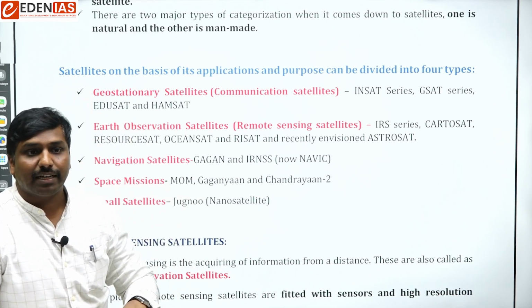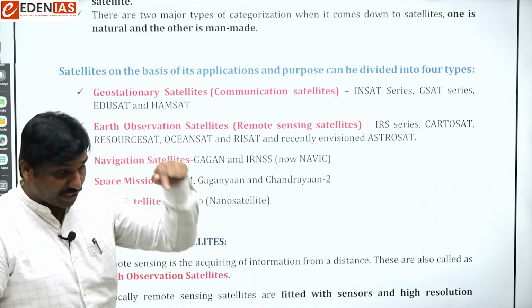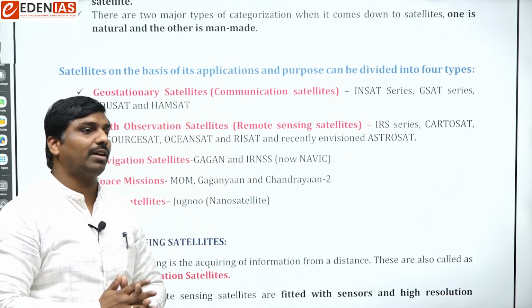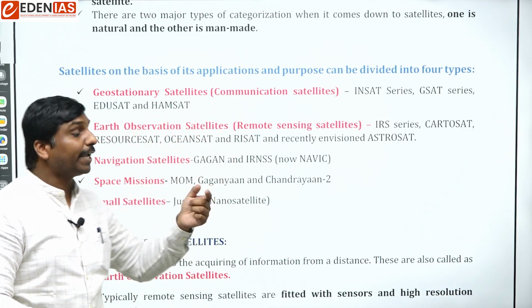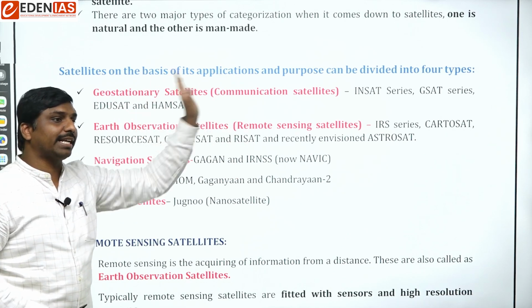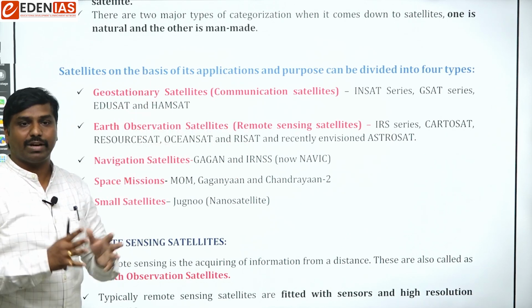Are you able to understand that? As these are placed in geostationary orbits, if you look from Earth, they will look as if they are stable or stationary at one place. So that's why communication satellites are also called by another name, geostationary satellites. Can you understand why they are called likewise?